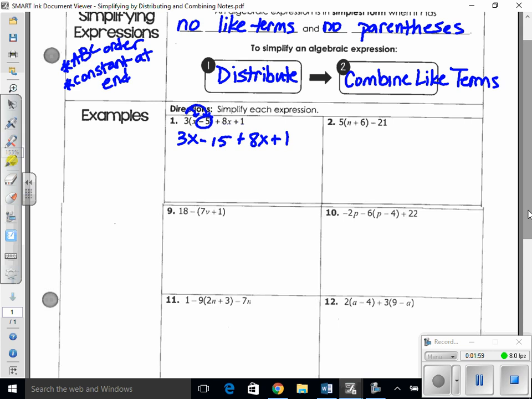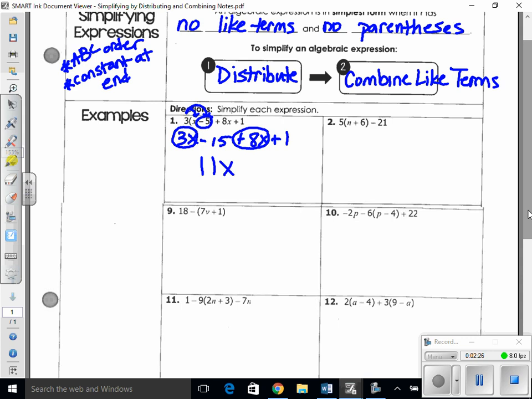So then the second thing you're going to have to do is combine like terms. And this is where you need to identify the family members or the terms that have the same variable or no variable at all and put them together. That's what makes it simpler. So in this problem, I can combine the 3x and the plus 8x. Remember that the sign in front of the number tells you what operation you're doing. So at this point, I'm adding 3 plus 8, and that gives me 11x.